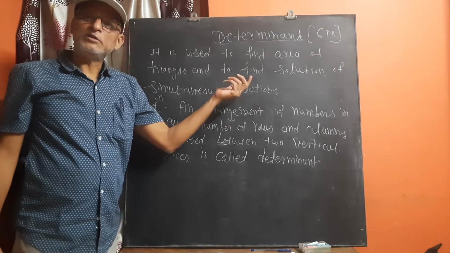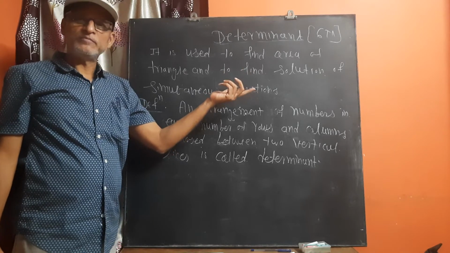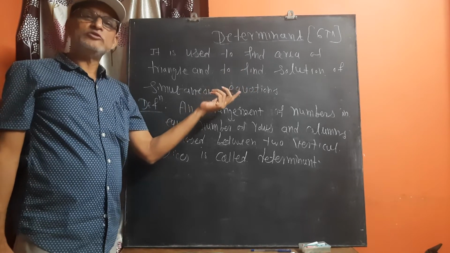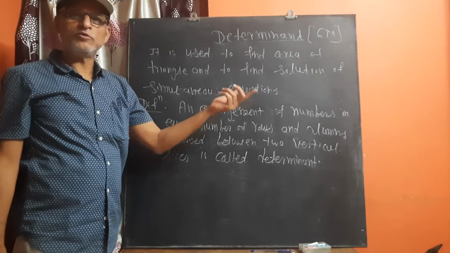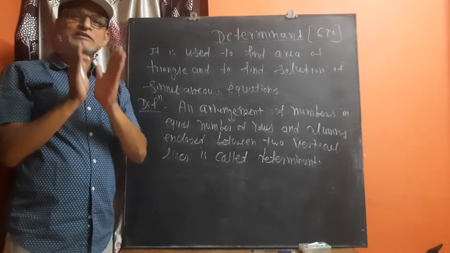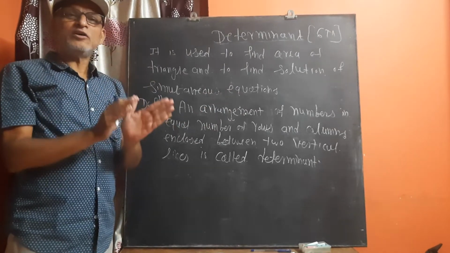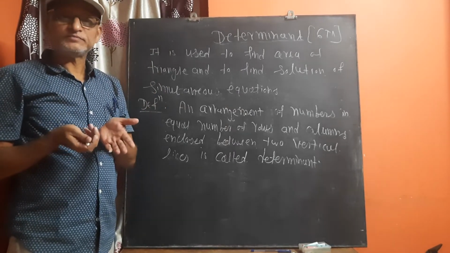Now the definition of determinant. All of you have learned the determinant in the 10th standard. I think you have learned the 2 by 2 order determinant. But the definition of 2 by 2 order, 3 by 3 order and 4 by 4 order will be the same. What is determinant? Determinant is nothing but an arrangement of numbers in equal number of rows and equal number of columns.